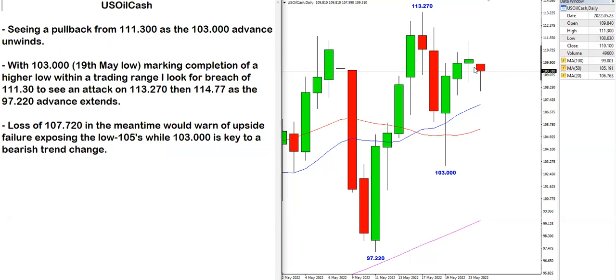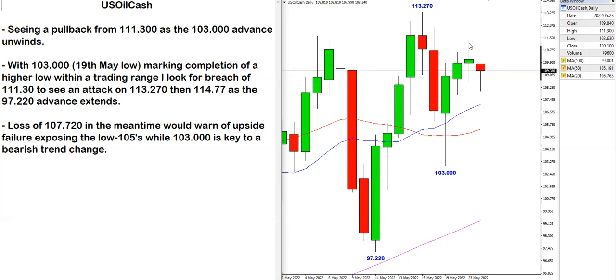So for me, looking for recapture of 111.30, yesterday's high, that for me would suggest that we are ready to have a crack at this 113.27 swing high. Above there, I've got a projection target which comes in at 114.77 at the moment, and that's really what we're talking about. Should we break above this swing high, we've got a bit of an acceleration target.